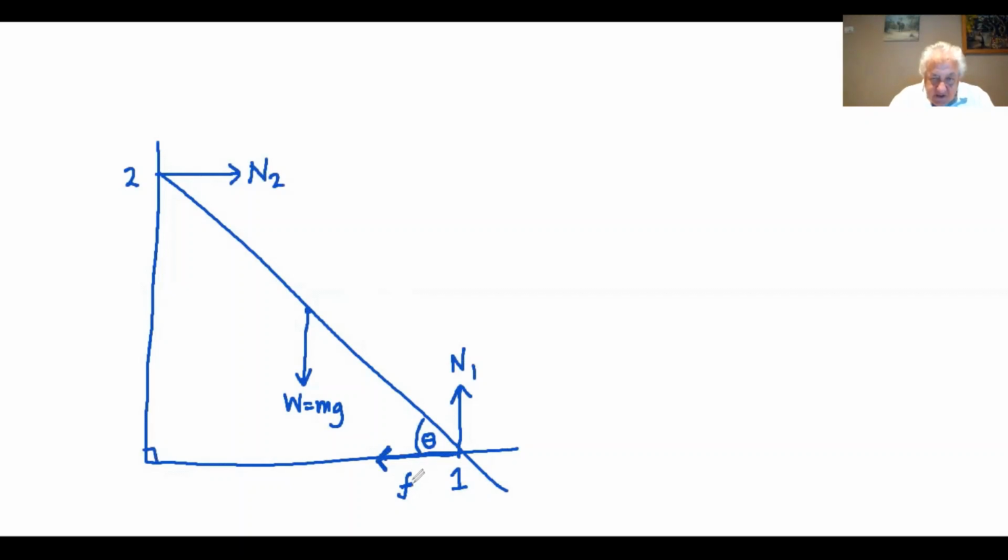My aim is to calculate friction in this example. In the course of doing that, I want to show you how to apply conditions 1 and 2. In this kind of problem, we apply condition 1 to the whole system. So let's start by applying condition 1, the first condition.